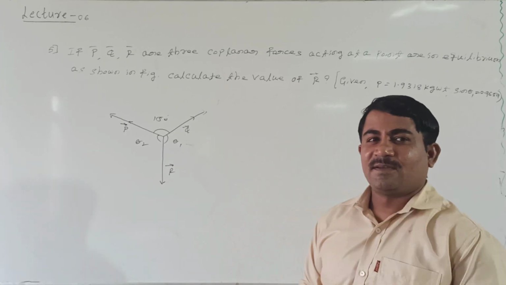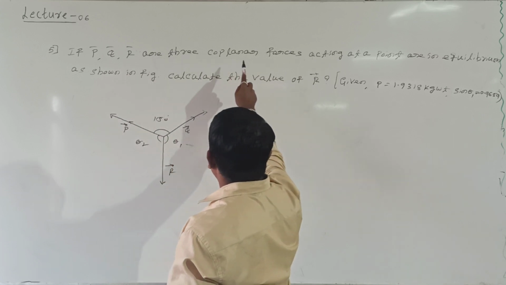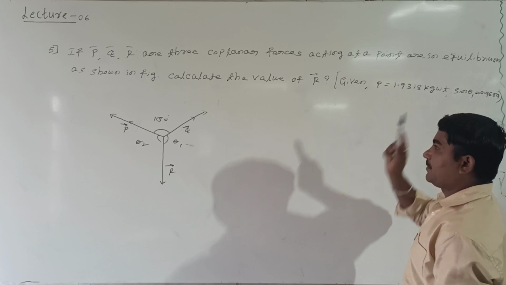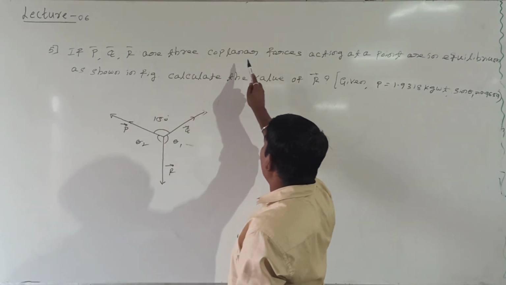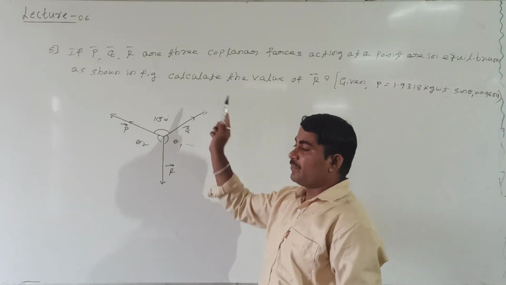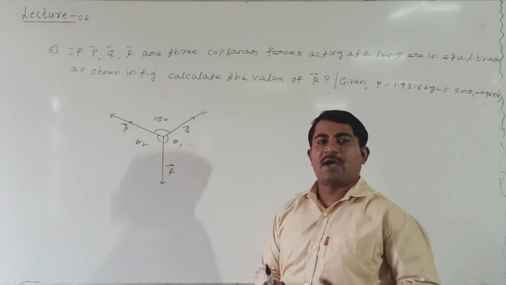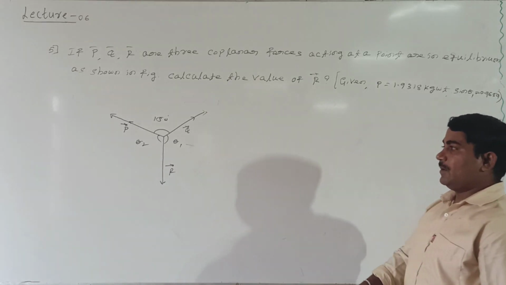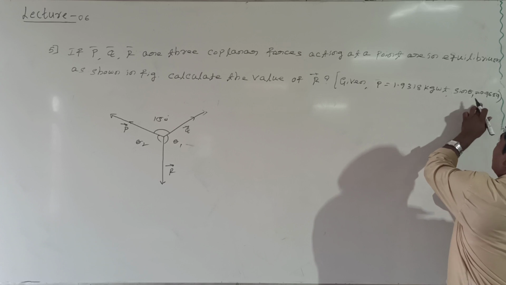Okay. Next problem: P, Q, R are three co-planar forces acting at a point in equilibrium, as shown in the figure. The P, Q and R forces are given and they are in equilibrium. Calculate the value of R. What is given? Vector P is given, and sin theta 1 is given.